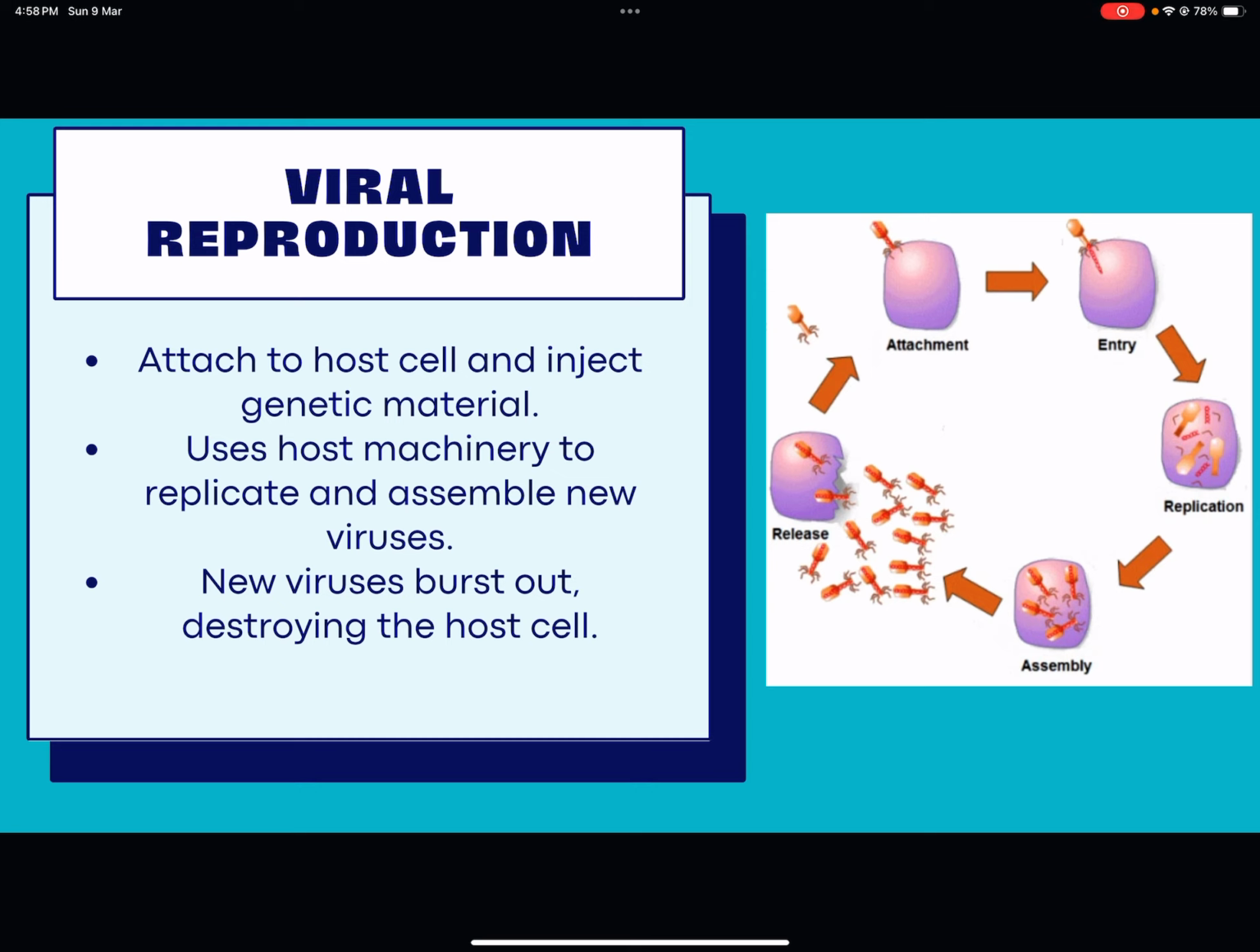Now, how do they reproduce? As we said, they need the host in order to be able to reproduce. So as you can see, first they attach to a host cell, then they enter the host cell, and inside the host cell, they use the machinery of the host cell for their benefit. So they use it to replicate and assemble, and then this will cause the death of the cell, and they will be released, and they will again infect another cell, and so on.